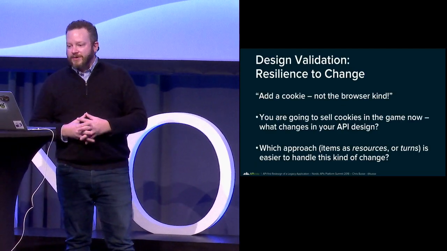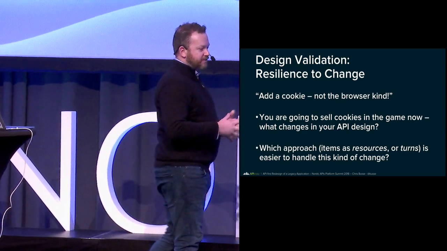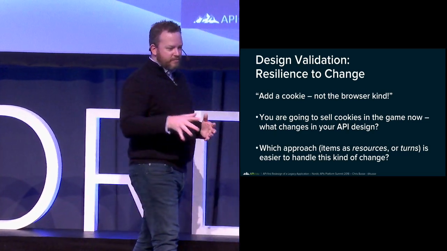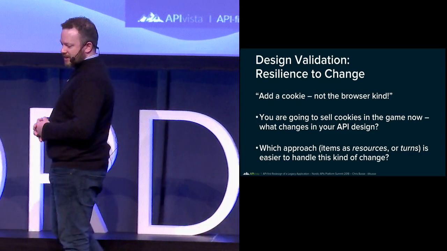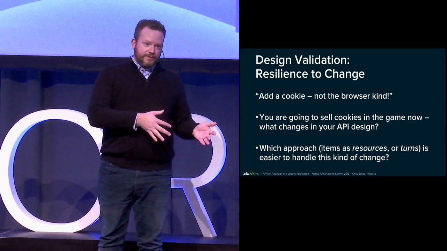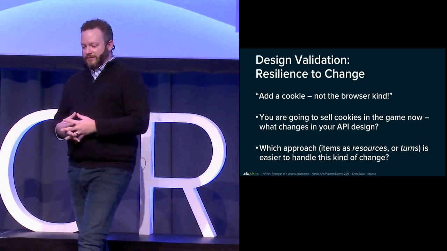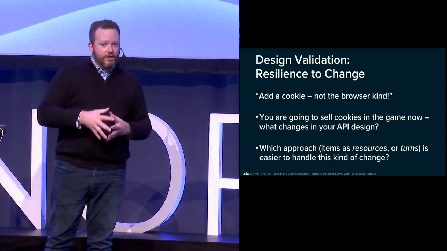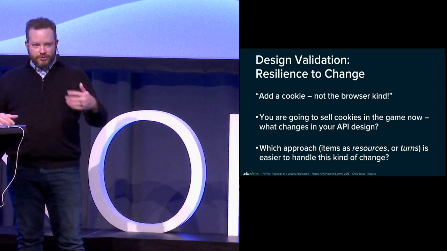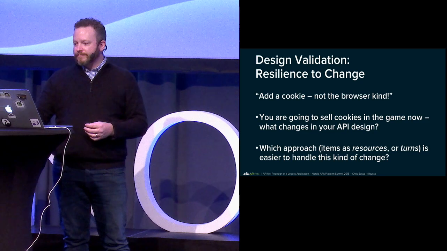And so we can validate this, right? We can look at what is the resilience to change. And so in the workshop, I say, hey, add a cookie, not the browser kind, but you're going to sell cookies in your game now. What changes in your API design? Which approach, the items as resources or by turns, is easier to handle this kind of change? And I would argue that add a cookie is just another field where you're tracking the quantity turn over turn or day over day.